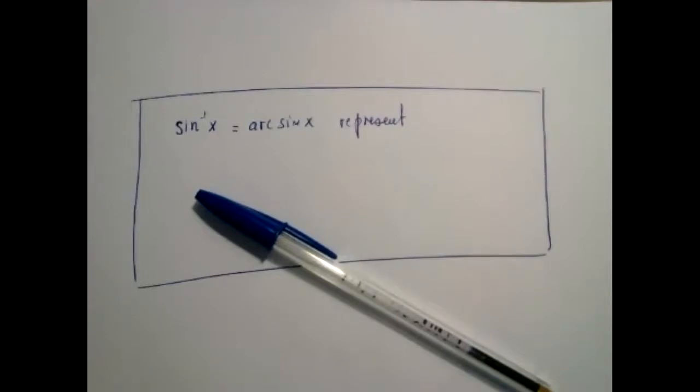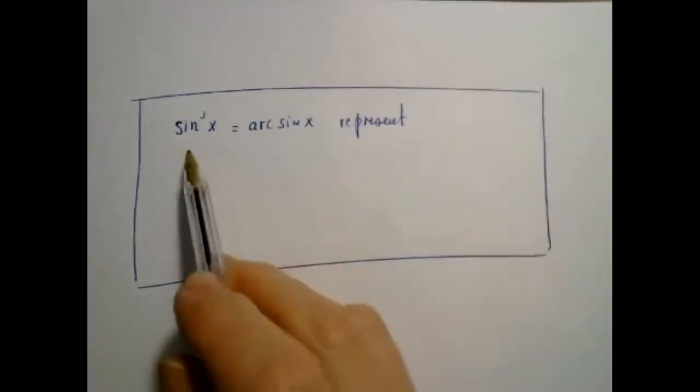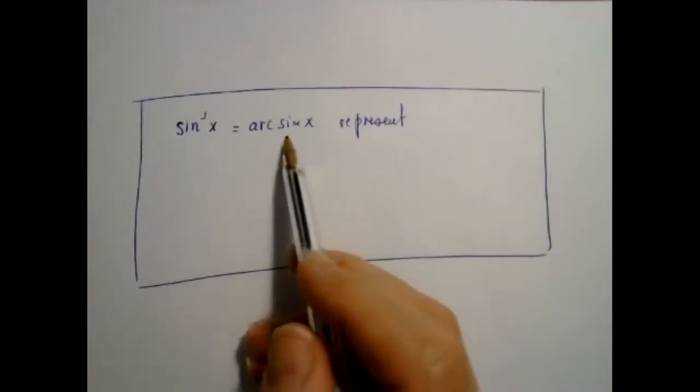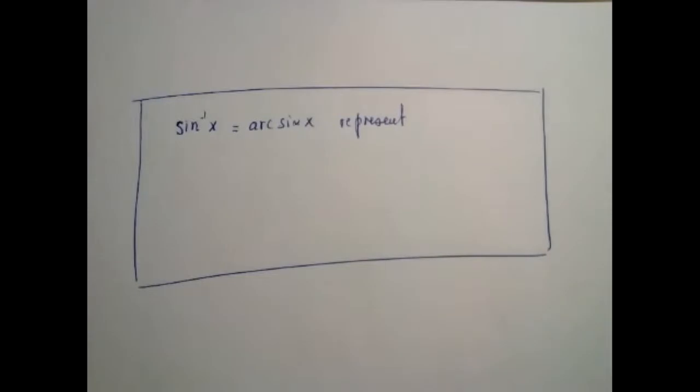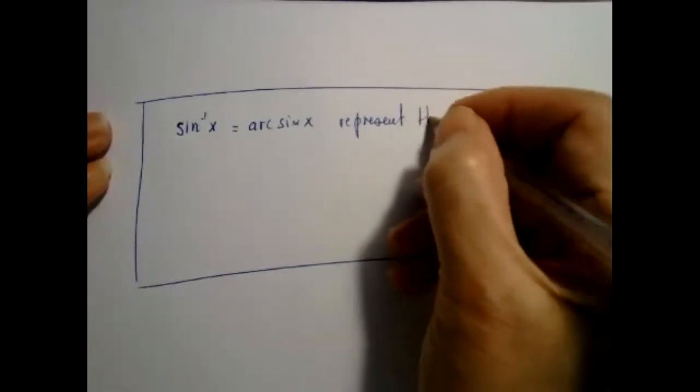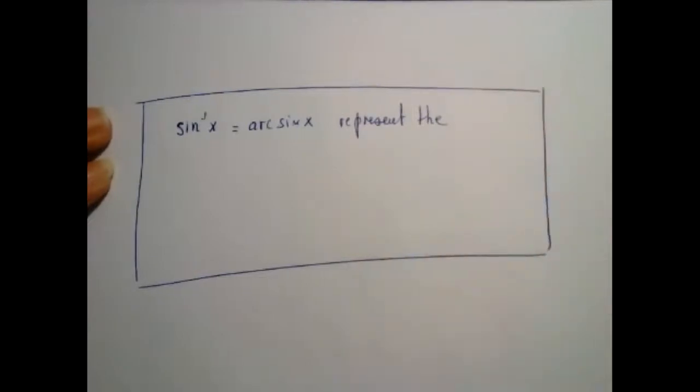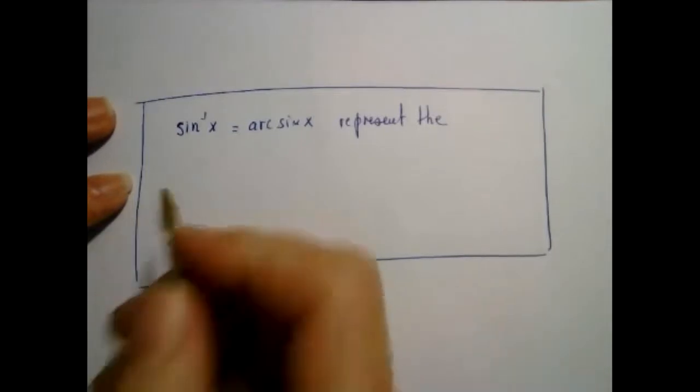I'm sorry, what did you say? Finish my sentence. Sine inverse of x or arc sine x. What does it represent? It represents the inverse function of sine. Yeah, what does it mean? What does it mean to you? I don't really know how to put it into words, to be honest. Okay, all right, that's fine.